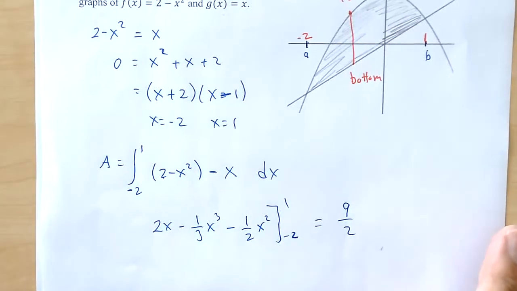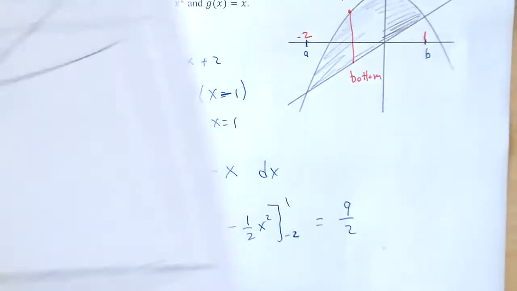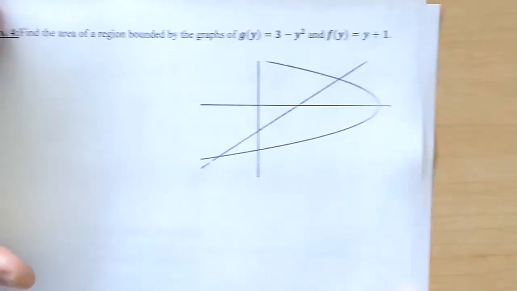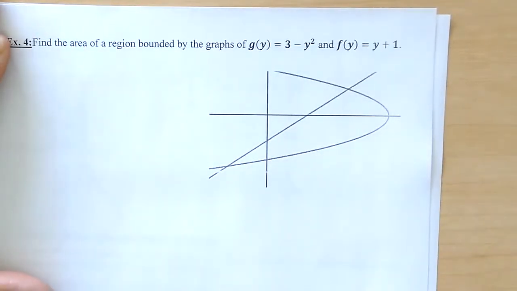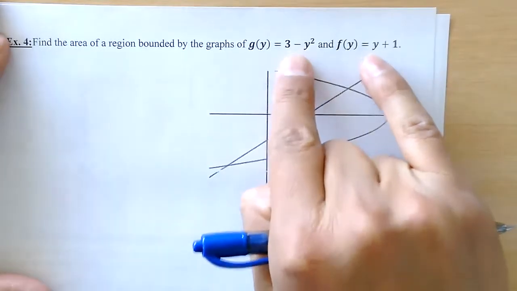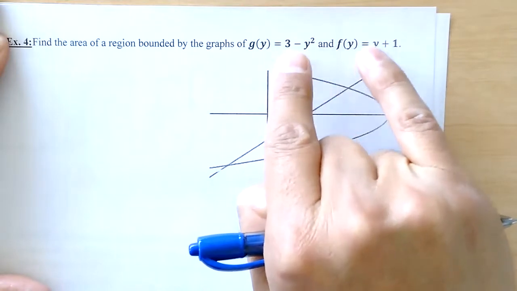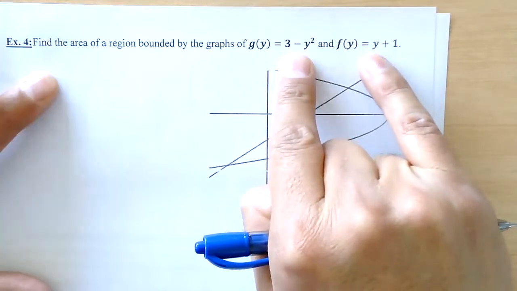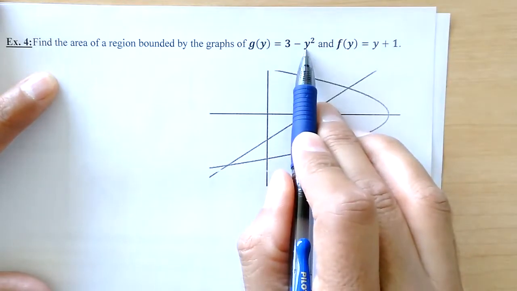All right, let's try another one. Number 4. Number 4, I'm given the equations g of y equals 3 minus y squared and f of y equals y plus 1. First thing you should notice, these are in terms of y. So as soon as I see that in terms of y, I'm going to be dealing with right minus the left. I have to be in terms of y. I am given this parabola. Yeah, that's a parabola. And I'm given that line.